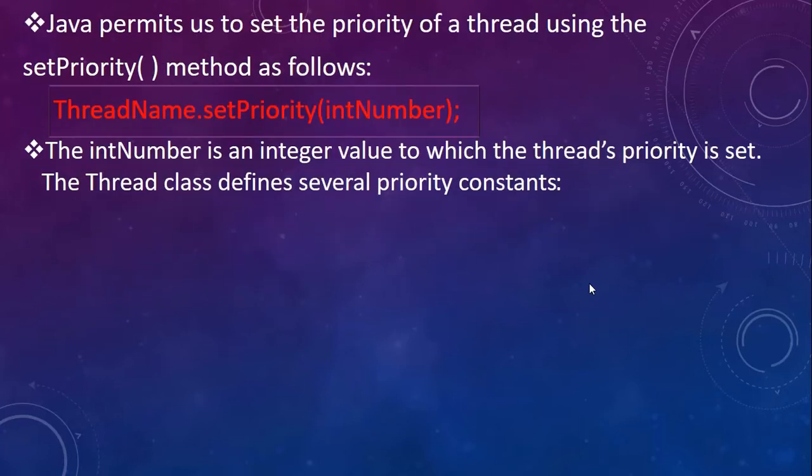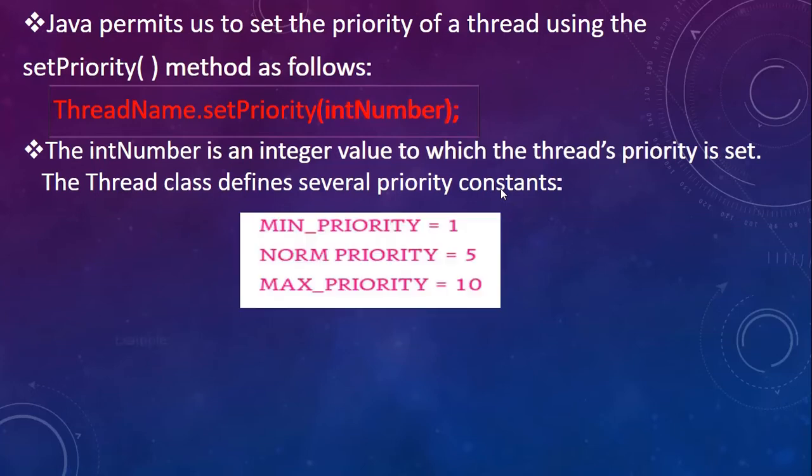Java permits us to set the priority of a thread using a method called setPriority, which can be invoked as follows. You simply write the thread object's name, dot setPriority, and in brackets there is an int number. What is this int number? It is an integer value to which the thread's priority is set. The Thread class of the java.lang package defines some priority constants. So the Thread class has some well defined priority constants.